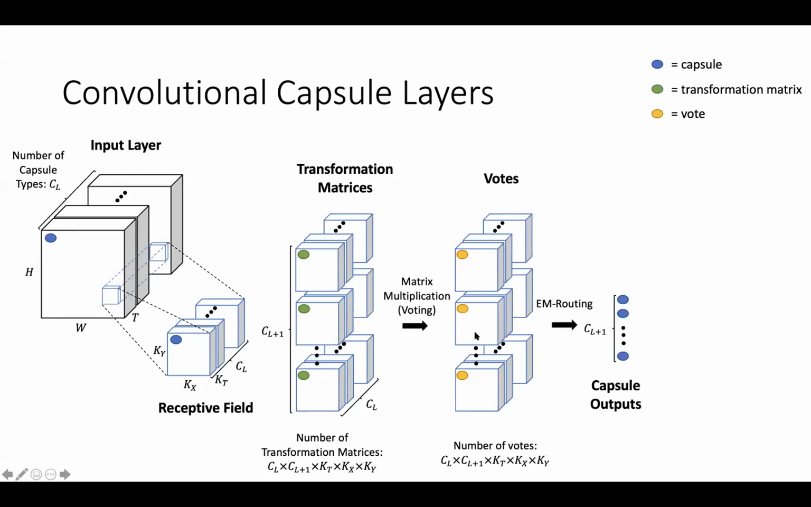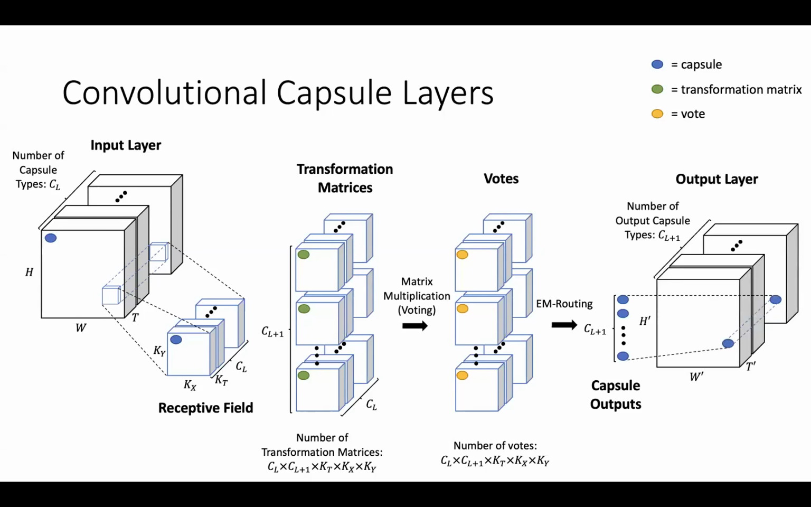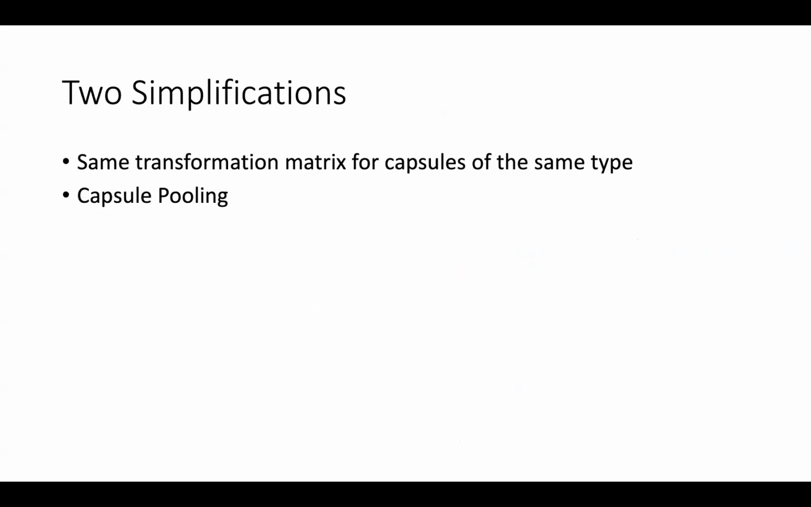Then the EM routing algorithm takes these votes, clusters them, and generates a set of output capsules, which are placed at this position in the feature map. As you can see, there's a large amount of votes being generated that have to be grouped together or clustered at each position of this map, which is extremely computationally costly. To solve this, we have two simplifications.